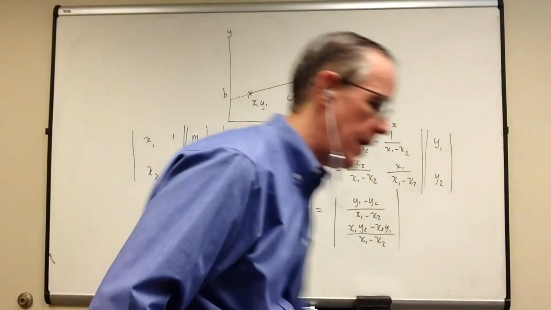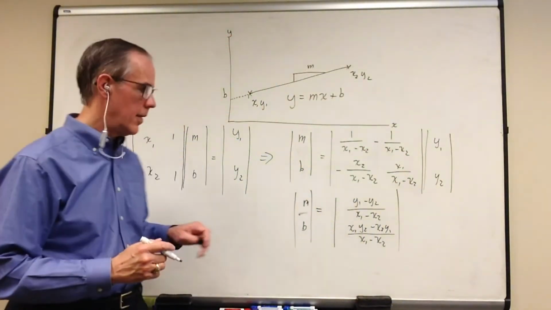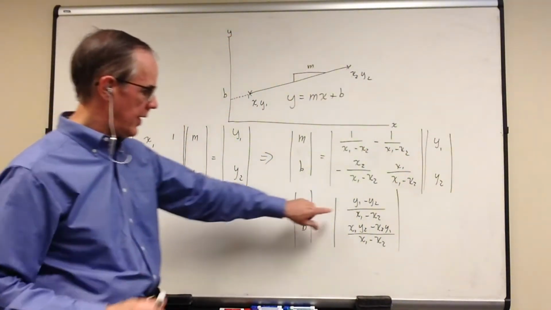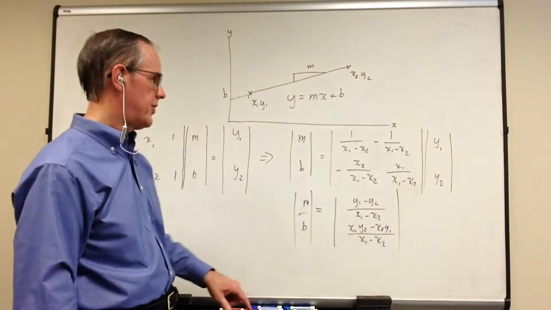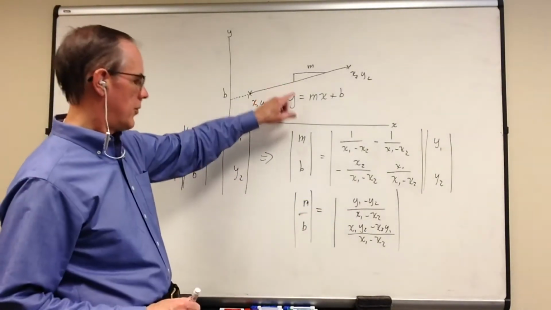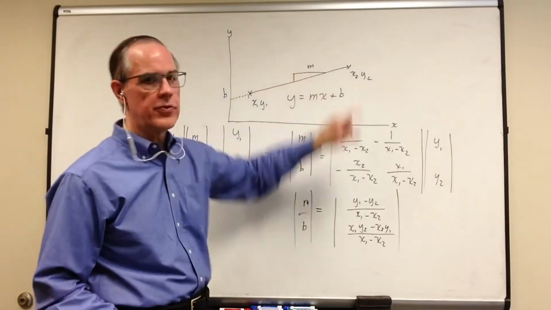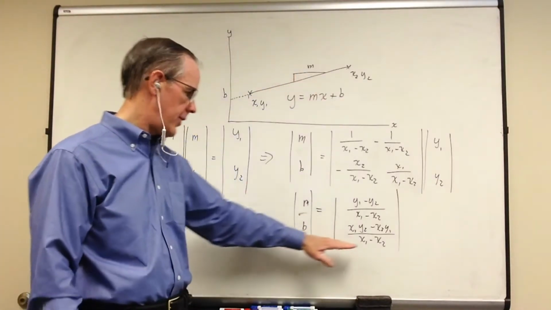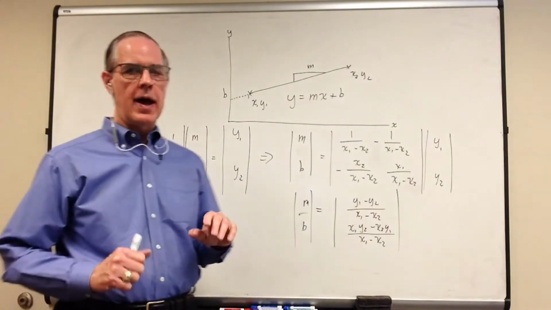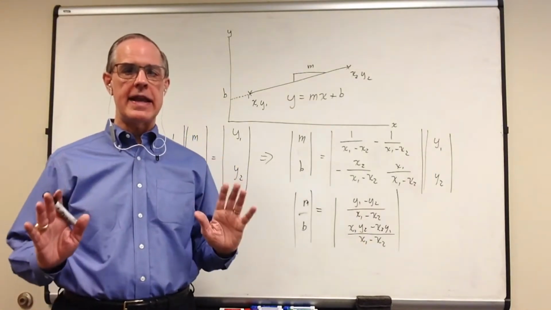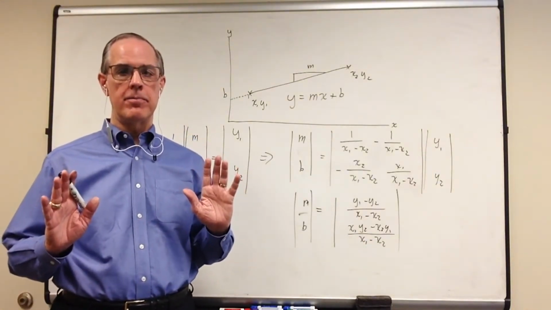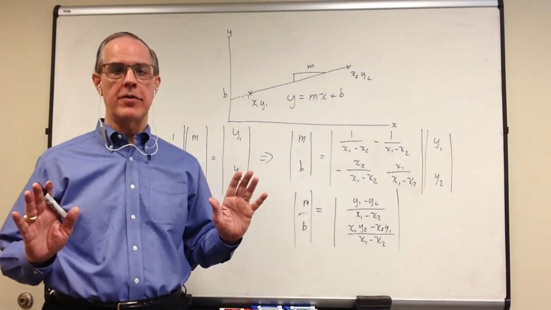All right, and I now have this. This is m, the slope, which is simply the rise this way over the run this way. Pretty basic. And this is my y-intercept. I can do this for any number of pairs of points.